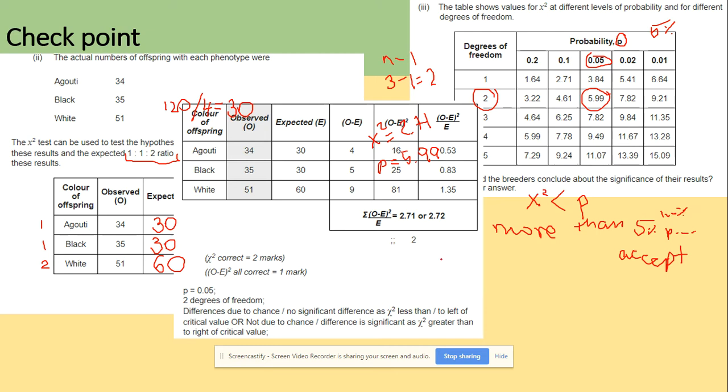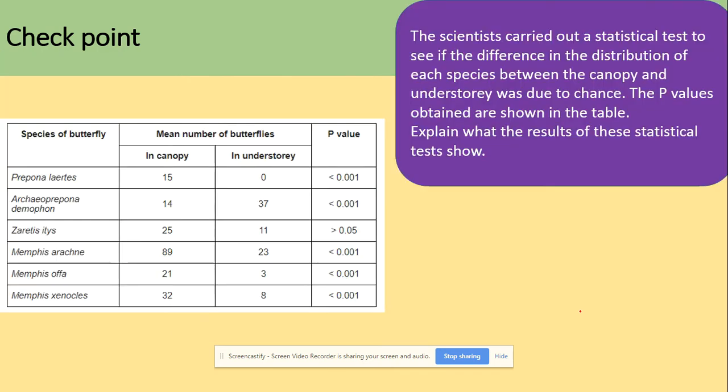Okay, so we started calculations. Obviously, I haven't finished, but if you follow everything, if you know this, then you can do everything. So the difference is due to chance, not significant, because chi-square is less than p-value. Okay, and obviously there is no significant difference. Good. So another question here.